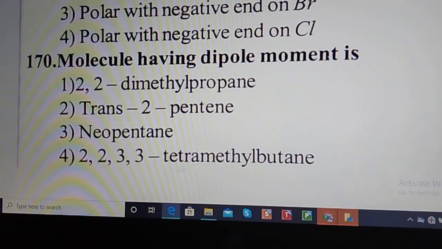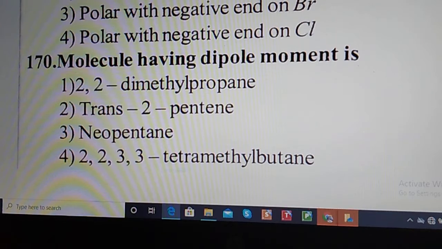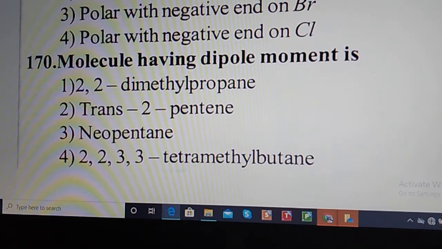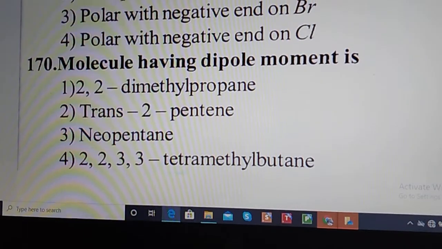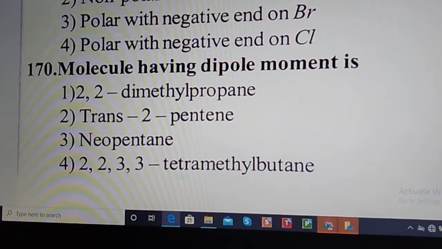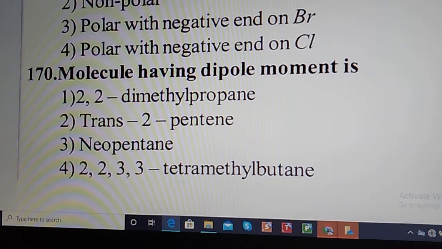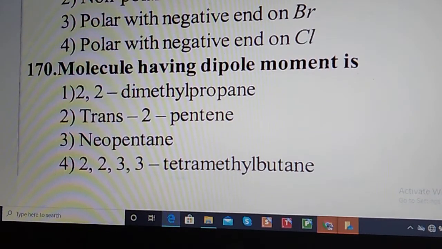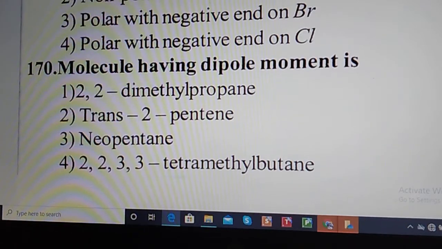Molecules having dipole moment. Okay, dear student, they are giving 2,2-dimethyl propane. No cis and trans they have given. Trans 2-pentene, neopentane, 2,2,3,3-tetramethyl butane. So the correct option will be option number 2, student. Trans pentene is there, student. You can check out on 170.